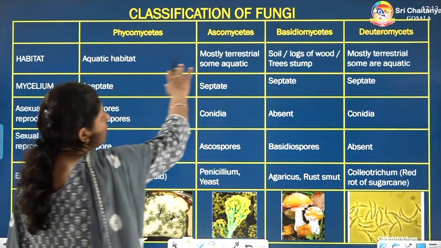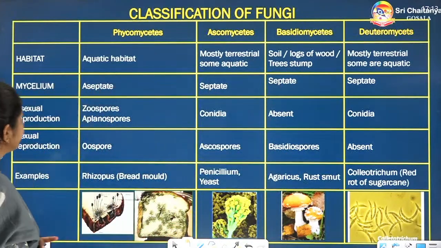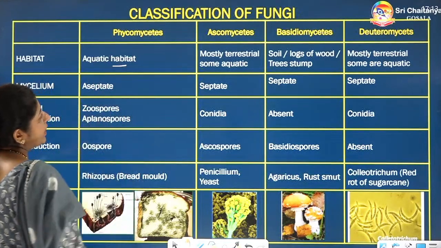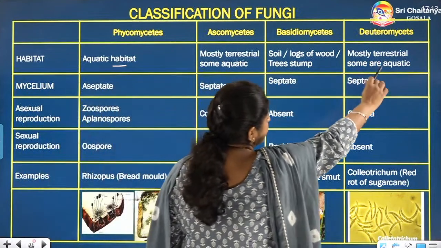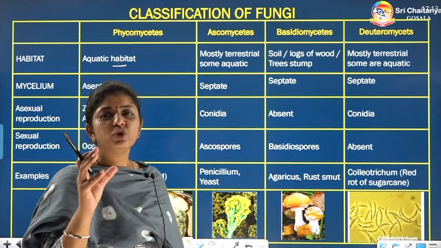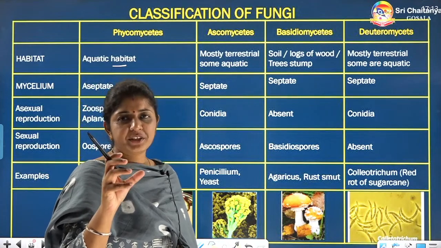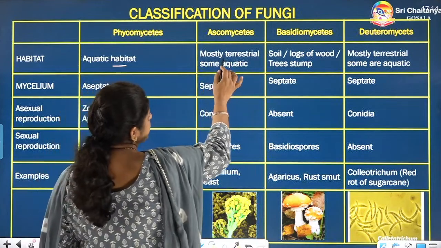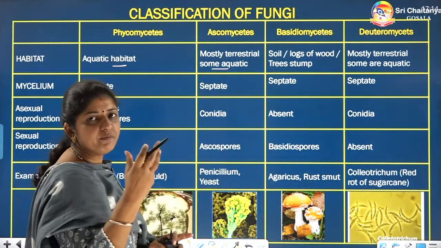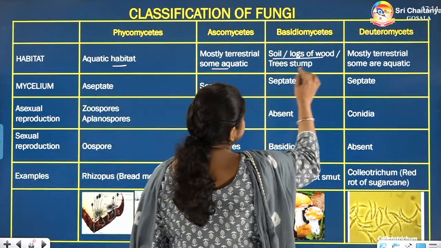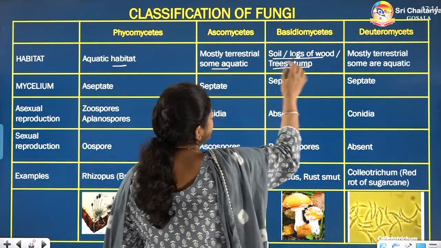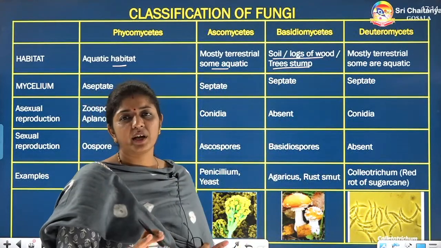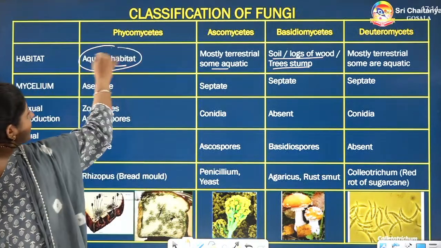All 4 are written at the top, and they are classified first. Let's see the habitat. Phycomycetes is mainly aquatic habitat, and the rest are what? Terrestrial. But the place should be humid and moist, with humidity over there. Then good growth will happen. So it will be terrestrial, but some forms are aquatic, very few. Only Asco and Deutero are mainly terrestrial, but some are even aquatic. Completely aquatic will be Phycomycetes.